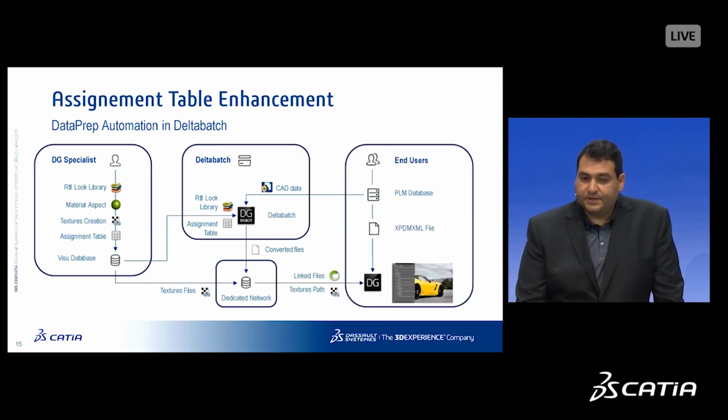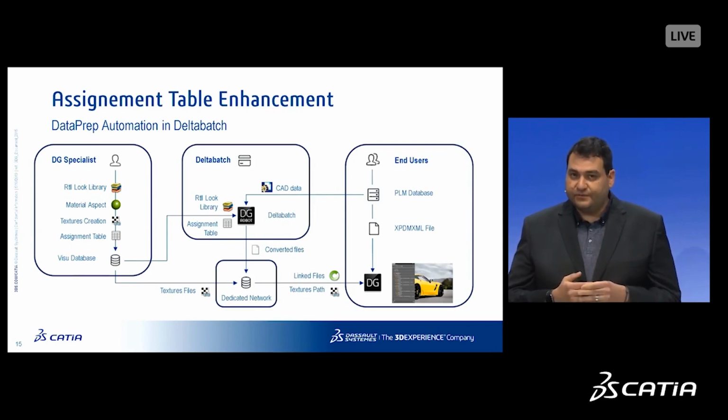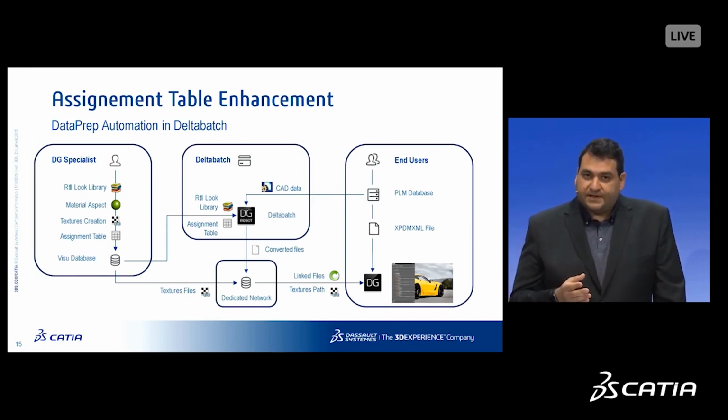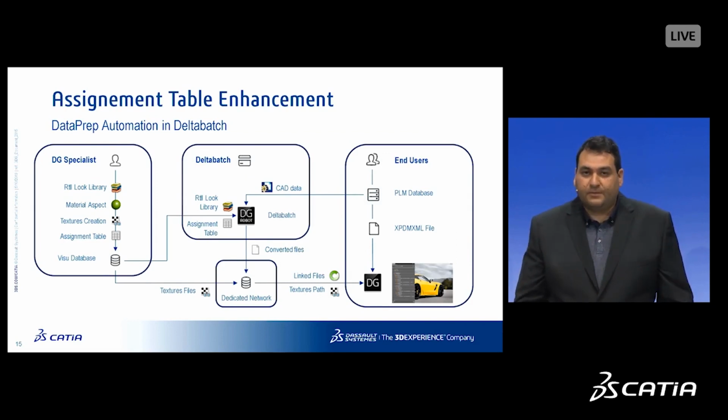And the result is simple. All your end users in your company will only have to go in your PLM database, define the product he wants to review. He will extract an XPDM XML file from your database, which contains all the information, the data needed to be reviewed. This file you just open inside Deltagen, and thanks to the linked file and the texture path, Deltagen will automatically build your model, 100% model configuration. So you don't need anymore to have skills inside Deltagen to review for your end user. One person will take care of all this process and all the content creation.